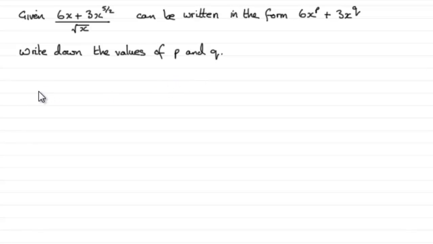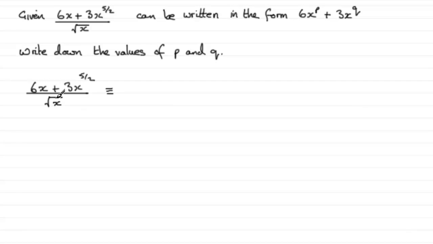So what I'd do is start with an introduction. Let's just copy the question down: 6x + 3x^(5/2), and divide this by the square root of x. Now, what is this identical to? Try and use an identical sign rather than an equals for something like this.